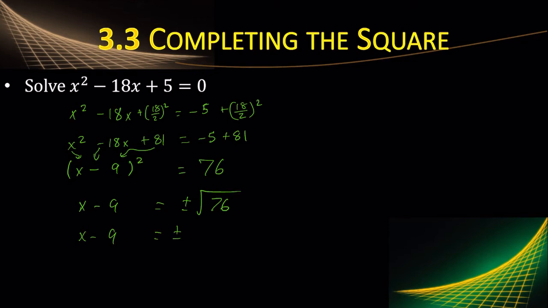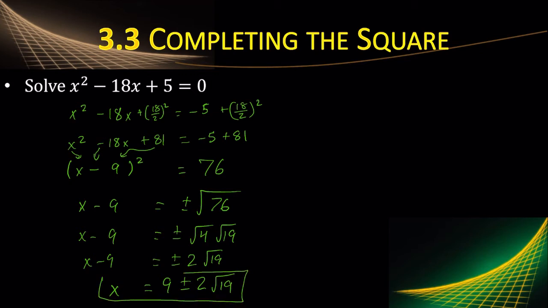76 is 4 times 19, so it'll be 2 times the square root of 19. And then add 9, so 9 plus and minus 2 square root of 19. And we can't simplify that anymore, so we have two answers: 9 plus the square root of 19 and 9 minus the square root of 19.